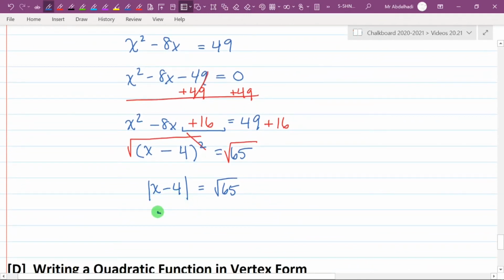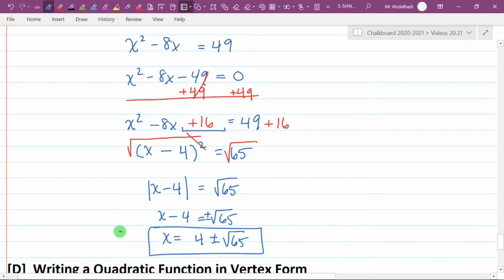Then we drop the bars. We get x minus 4 equals the square root of 65. Then we add 4 to both sides because this is a minus 4. And we get 4 plus or minus, oops, forgot the plus or minus here, radical 65. So there you go. That's your answer using completing the square.